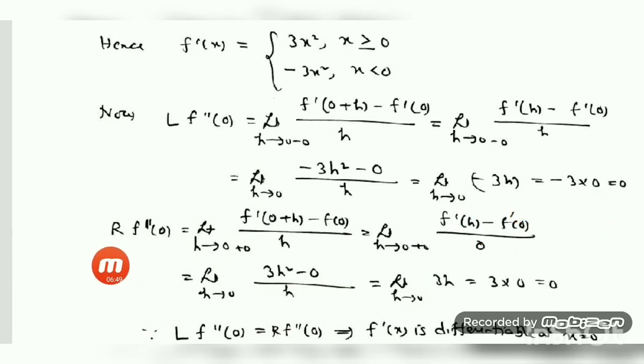Now we go for the right hand second derivative. So it will be 0 plus. This will be the same. Now for 0 plus, it is f'(h) minus f'(0) by h. Now limit h tends to 0. What is the value of f'(h)? f'(h) for h greater than 0 is 3h square. So 3h square minus 0 by h. On simplification, this is 3h, that is 3 into 0, which will be equal to 0.